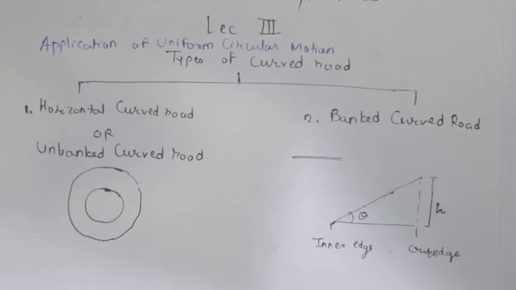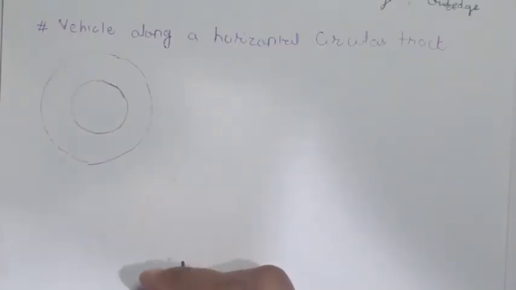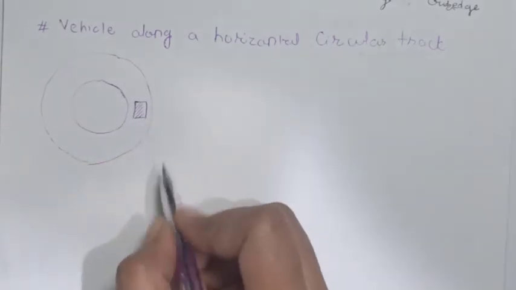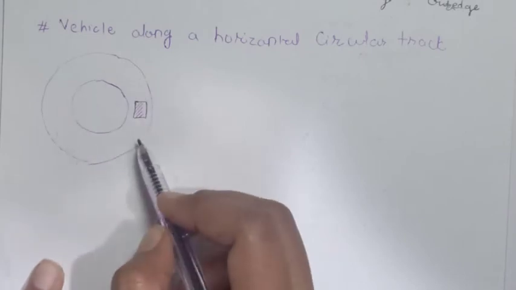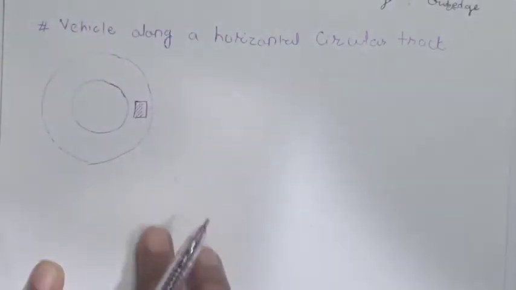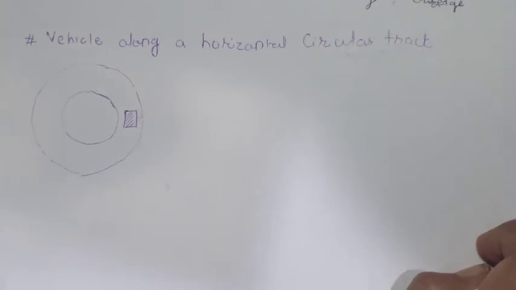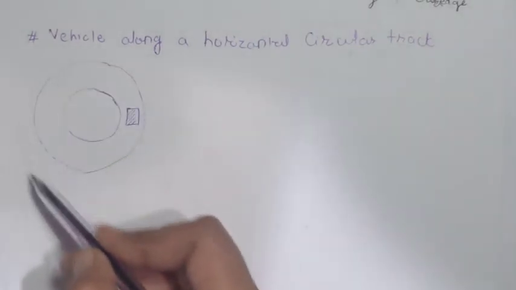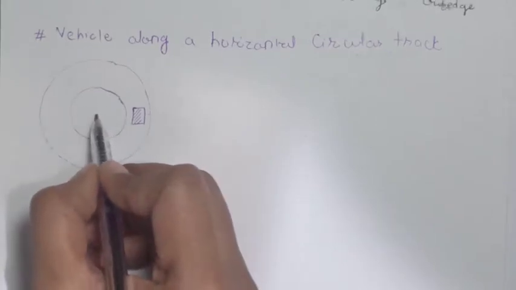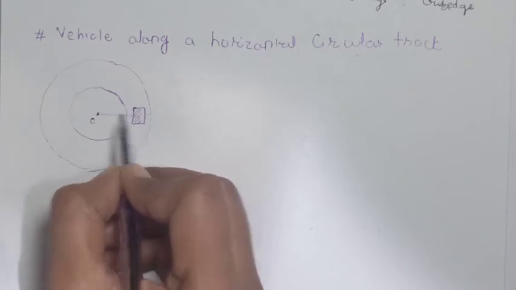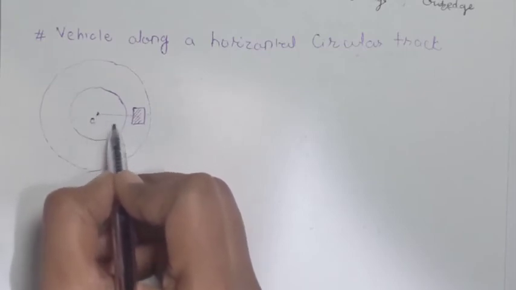So let's first study a vehicle along a horizontal circular track. Consider a vehicle of mass m on a horizontal circular track. So this is the top view of your circular track. We are going to consider a vehicle of mass m moving along a horizontal curved road of radius r. So this would be the center, and from the center of the vehicle to the center of the circular track, it will be the radius.